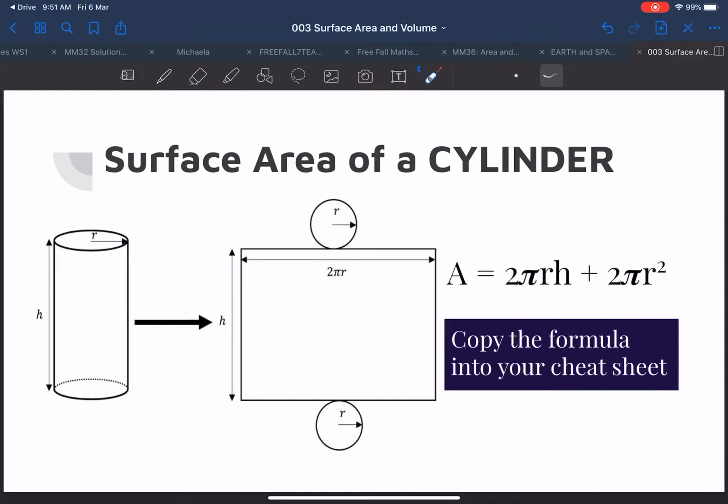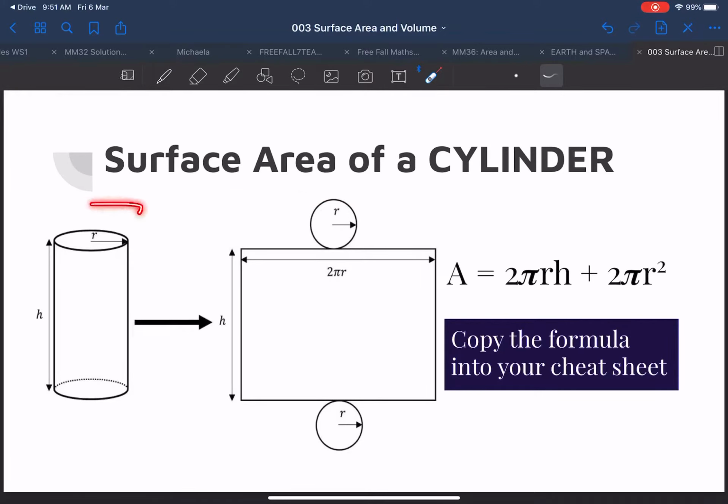Hello again. Today's tutorial is about surface area and volume of a cylinder. So in this video, we will do the surface area and volume of a cylinder, but we are going to start with the surface area of a cylinder first, okay?